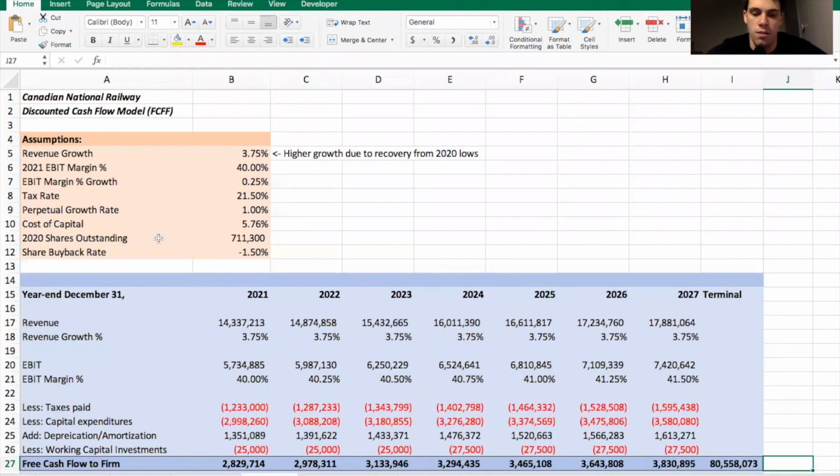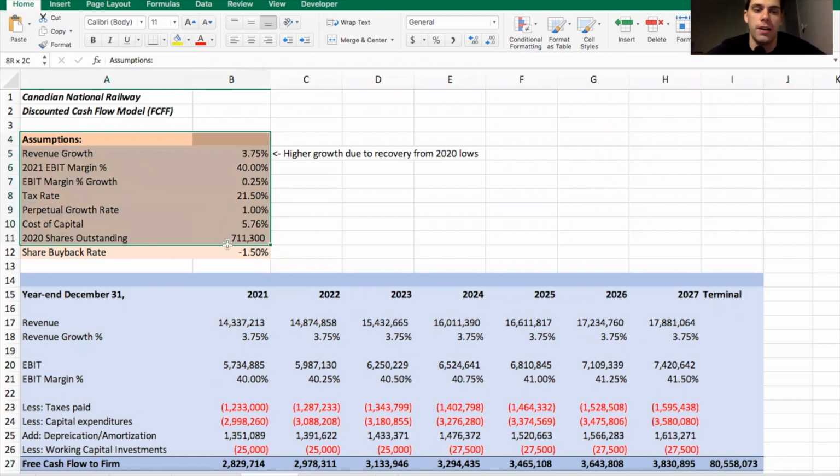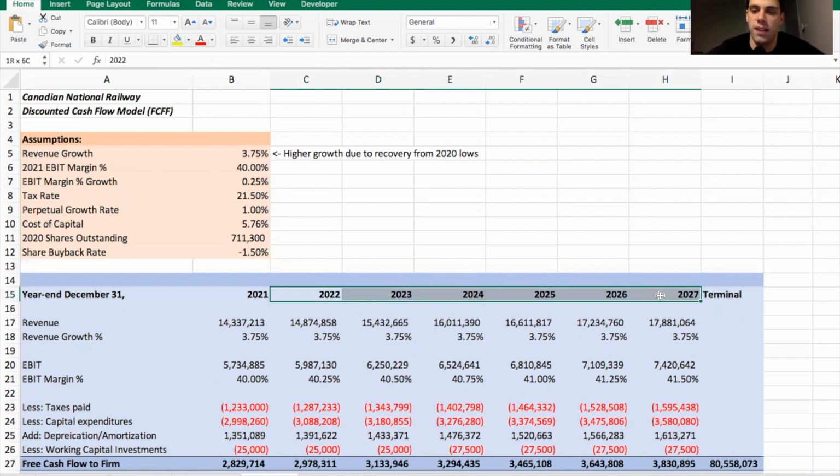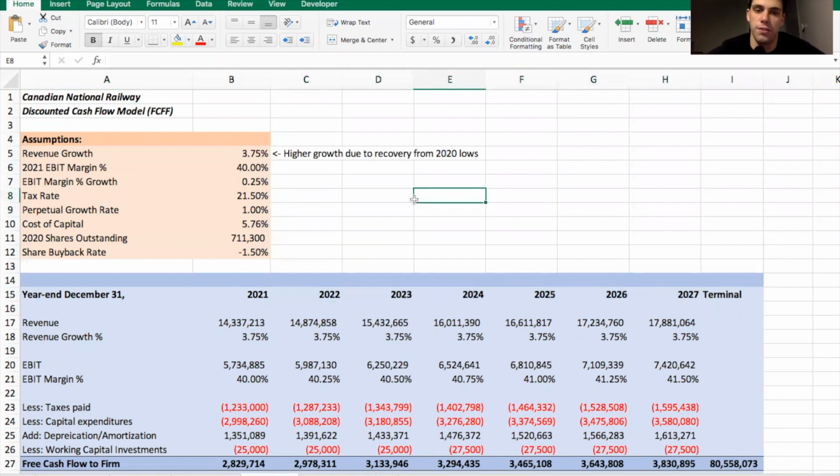Okay, so now what you're looking at is the actual discounted cash flow model for Canadian National Railway. So here in the orange, I've got my assumptions. So these are my assumptions of what I think the future is going to look like. And I've done about a 6.5 year projection for this business.